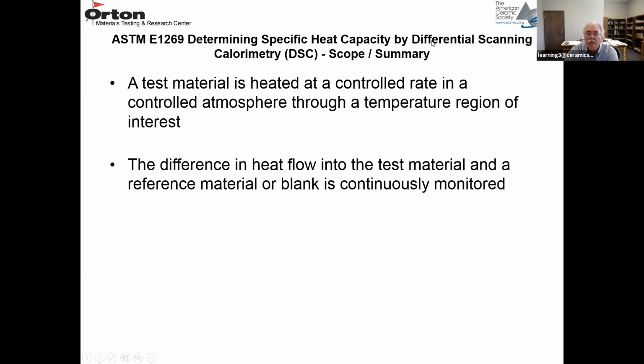So a differential scanning calorimeter is used to measure heat capacity. A test material is heated at a controlled rate in a controlled atmosphere over a temperature range where we want to determine the heat capacity. And we measure the heat flow into the test material relative to a reference material and a blank. So it's a continuous measurement, and the heat flow is measured relative to a reference sample.